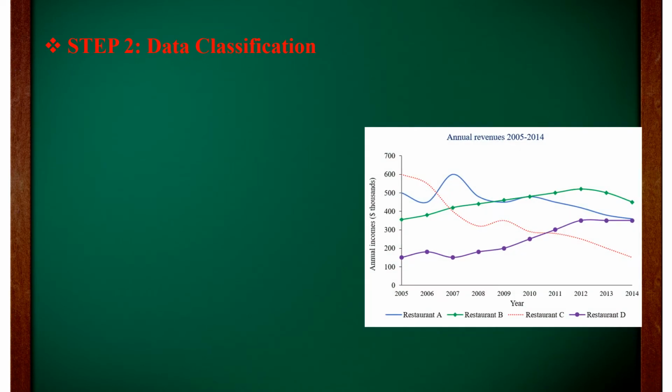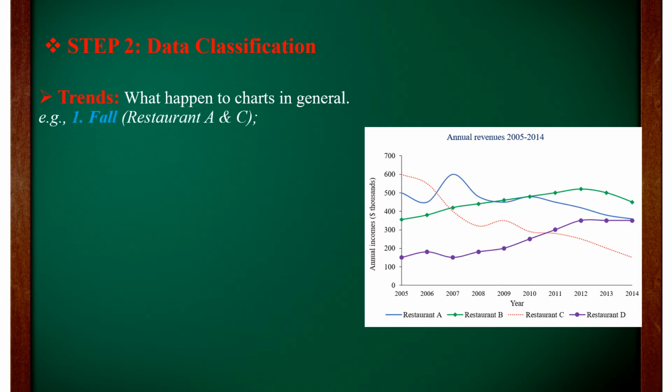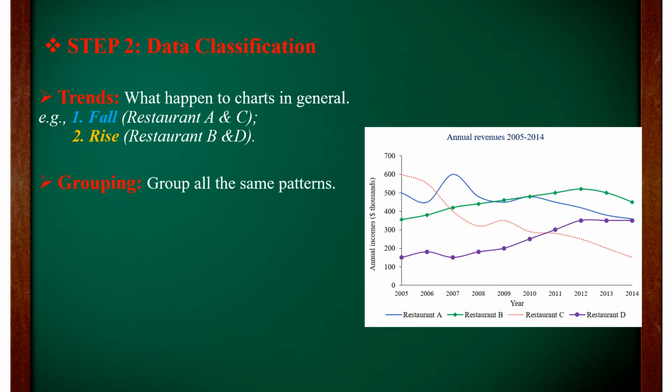Step 2, data classification. There are 3 crucial items here: trend, grouping, and exception. First of all, trend. Trend is the general image that tells the reader what happened to the chart in general. In the exercise, the trend is restaurant A and C had markedly declined, while B and D had steadily inclined.